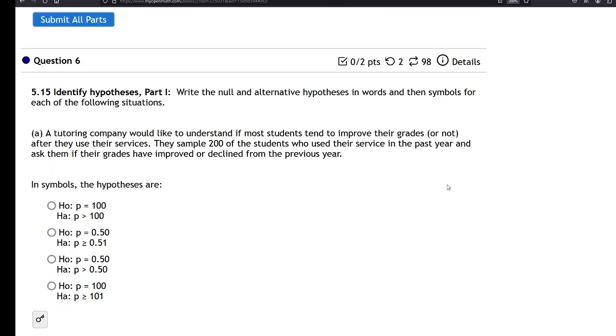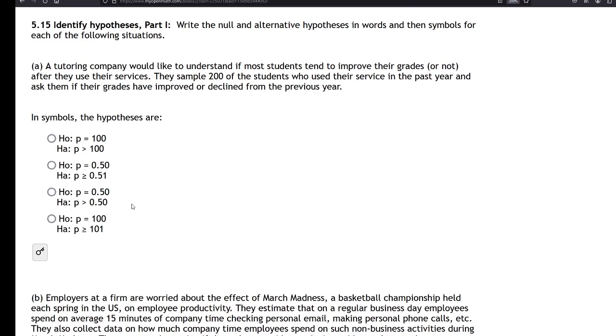Okay, for problem number 6, write the null and alternative hypothesis in words and then in symbols for each of the following situations. So you have to figure out which one is right. A tutoring company would like to understand if most students tend to improve their grades or not after they use their services. They sample 200 of the students who used their service in the past year and ask them if their grades have improved or declined from the previous year. So in symbols, the hypothesis test looks like this.